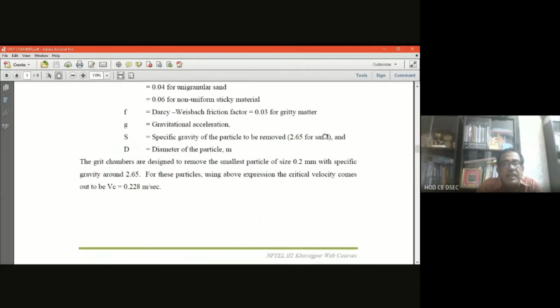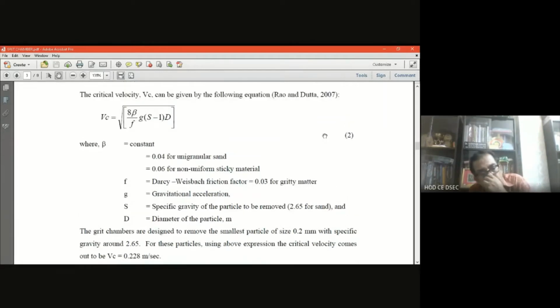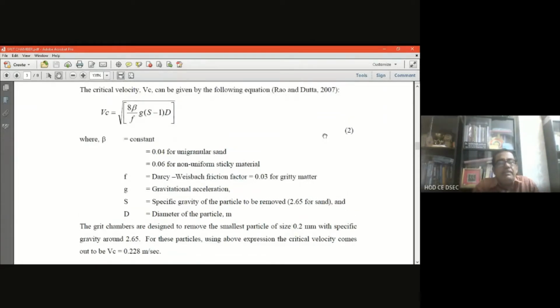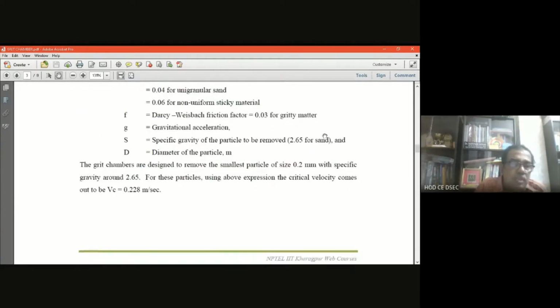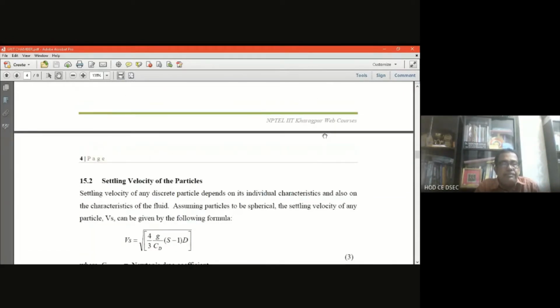So the grit chambers are designed to remove the smallest particle of size 0.2 millimeter with specific gravity 2.65, that is the sand specific gravity. For these particles, using the above expression and substituting all the values, the critical velocity comes out as 0.228 meter per second, and that value has to be remembered.